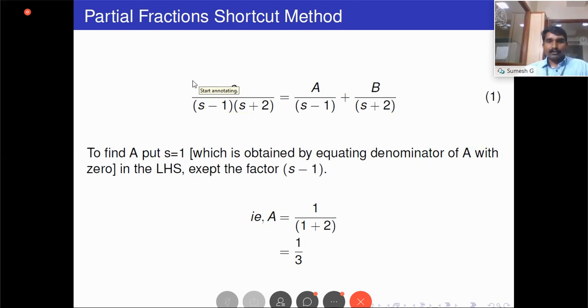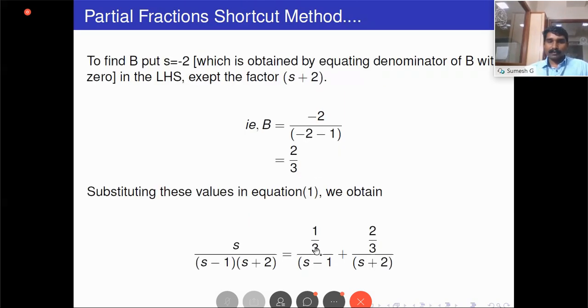So B equals minus 2 divided by minus 2 minus 1, which becomes 2 by 3. And we substitute in the equation. So this is the same expression. Here we directly find the corresponding coefficients using the shortcut method. So these are notes on partial fractions. Now we move on to inverse Laplace transform questions.